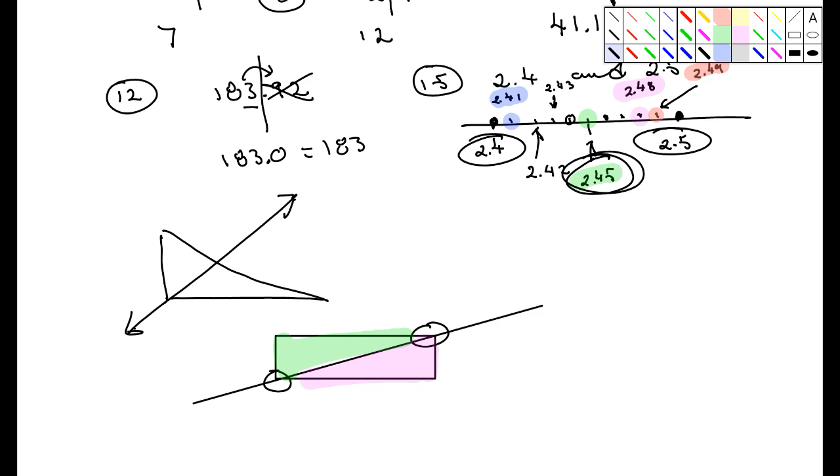So number 16, does that line appear to be a line of symmetry? If not, explain. Okay. Number 17.